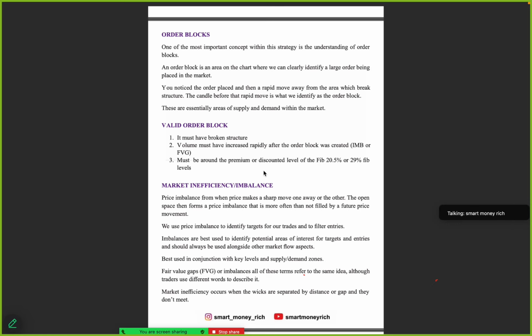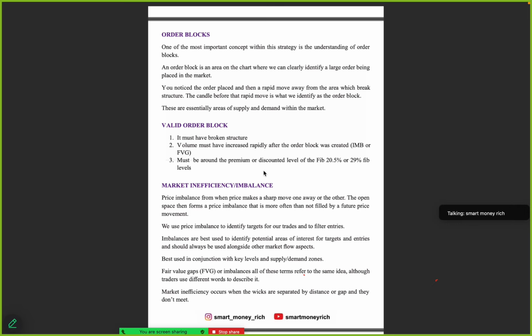So they have the liquidity, they have the funds, they have the market to move price in any direction at any time. So it is because of their entries at that order block that causes that rapid movement that now creates imbalance in the market. Now, this is how we identify an order block.